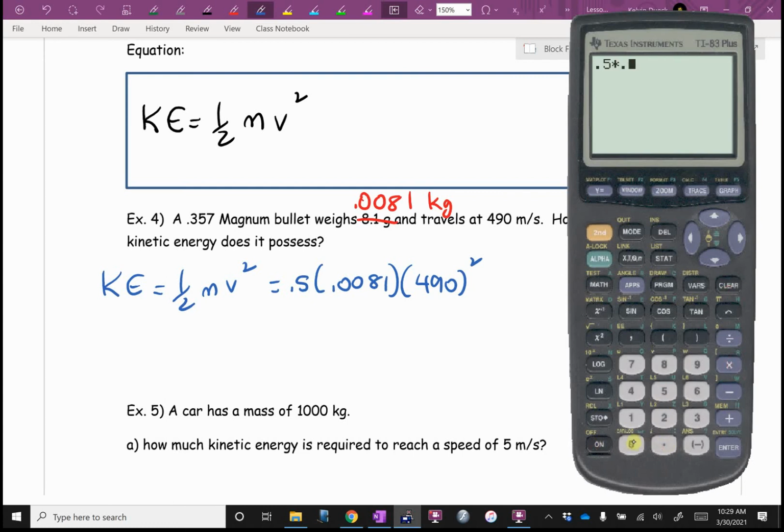0.5 times 0.0081 times 490, don't forget the squared. And I get 972 joules of energy.